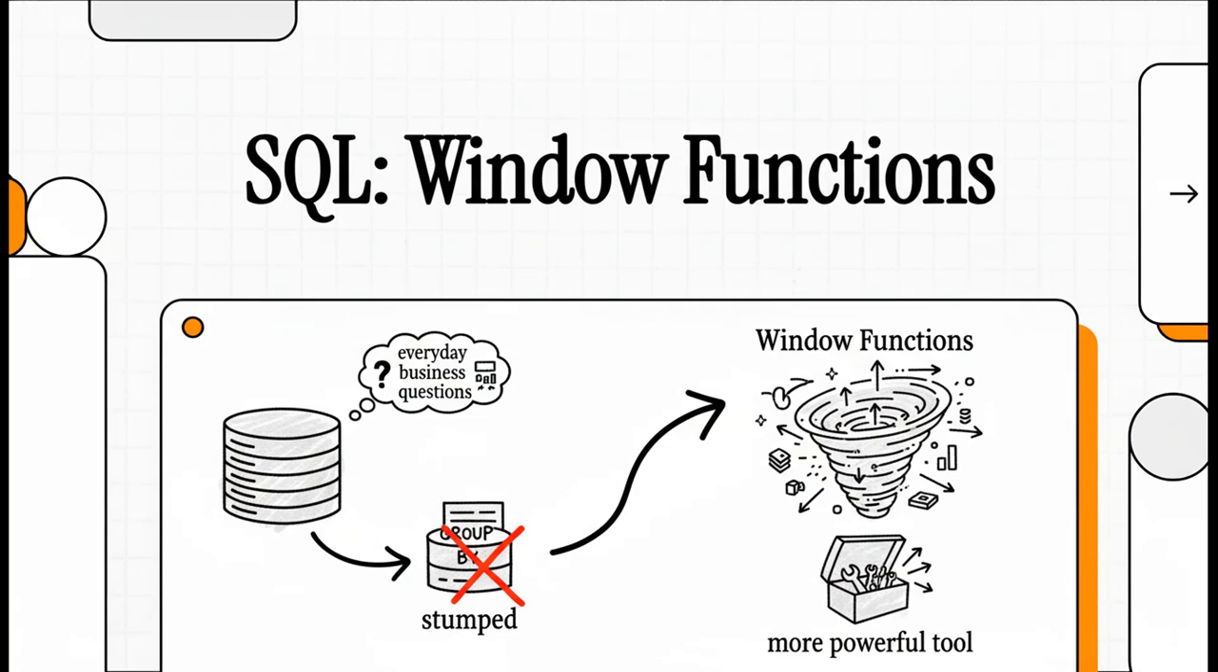All right, let's talk SQL. If you've written any queries, you know the group by is an absolute workhorse. I mean, we use it for everything, but what happens when a really common business question just completely stumps it? Today, we are unlocking a much more powerful tool that's going to fundamentally change how you write queries. We're talking about window functions.